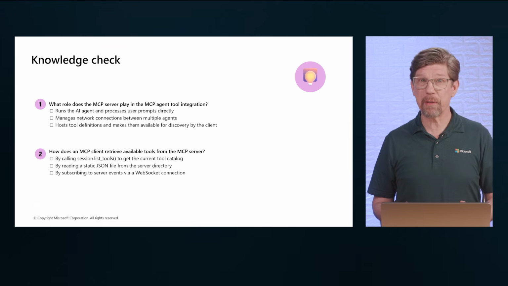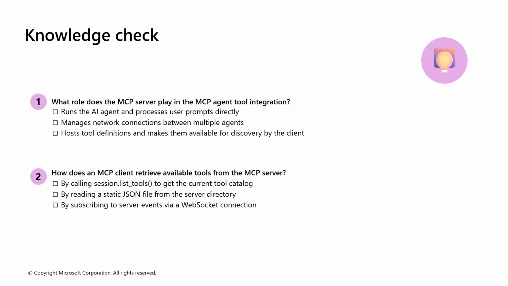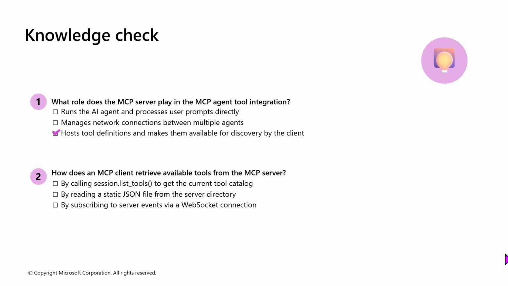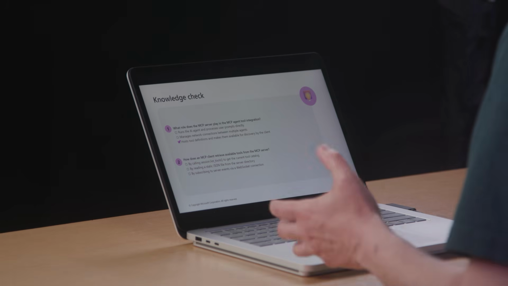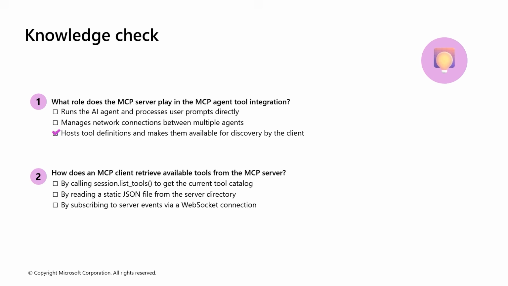All right, MCP is pretty powerful. There's a lot that we can do with it. Let's do a quick little review here, and we'll take a look at a couple other options. But first, what role does the MCP server play in the MCP tool integration? Take a look real quick. Right. The server is the one that hosts those definitions and makes them available for discovery to the client. Okay. And then, how does the MCP client retrieve the available tools? In here, there is typically a tool list call that is going to be made to get that tool catalog.